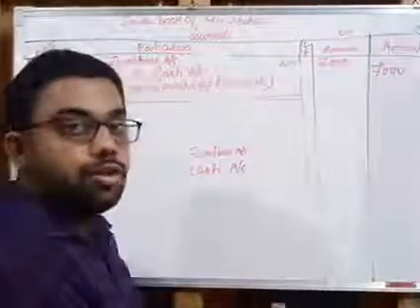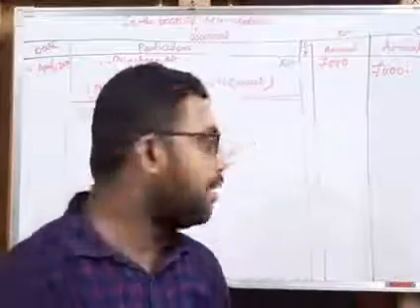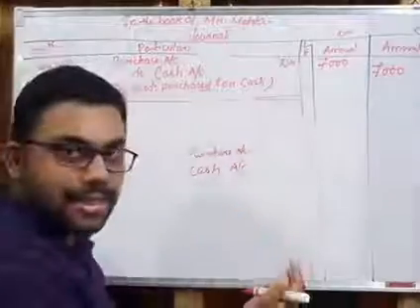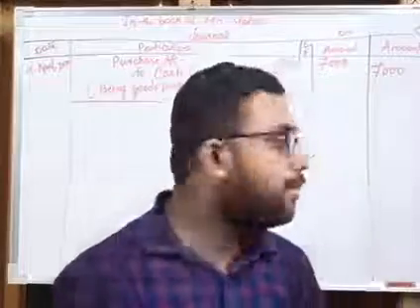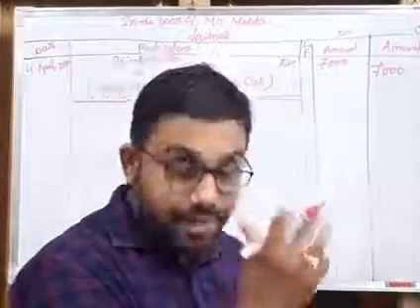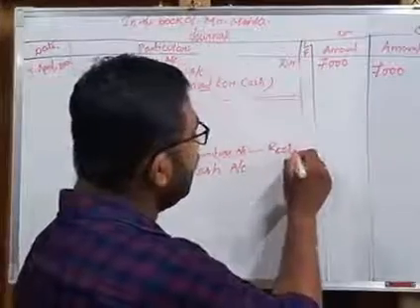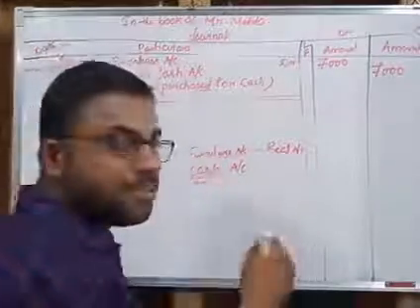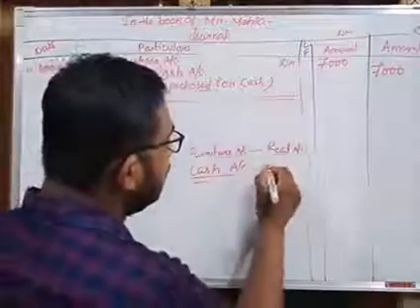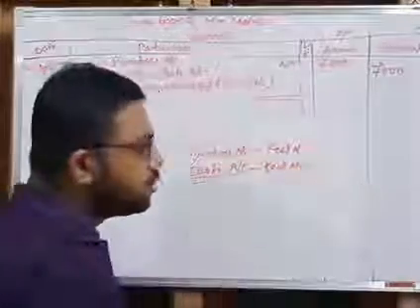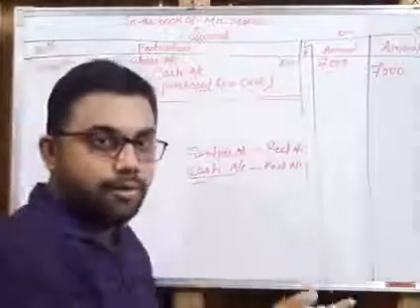Now we have to find what type of account it is, whether it is a personal account, a real account, or a nominal account. Furniture is an asset, and personal account is related to a person, organization, shop, institution, or group of persons, but furniture is an asset, so it is not a personal account. Real account is related to assets, so furniture is a real account. Cash means monetary value, money, currency, so it is also an asset and falls under real account. So both the accounts fall under real account.